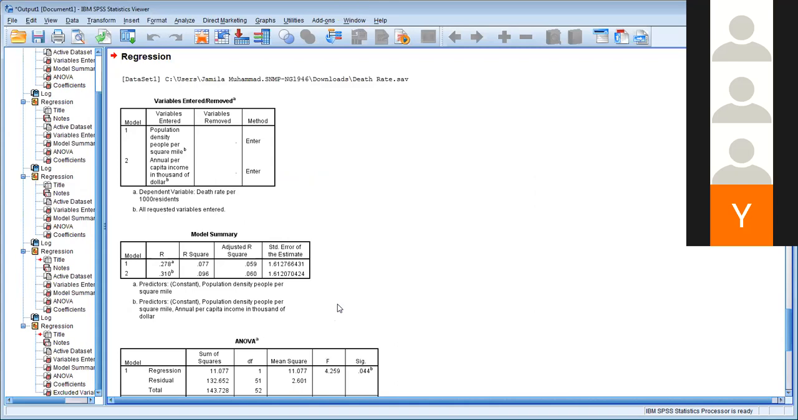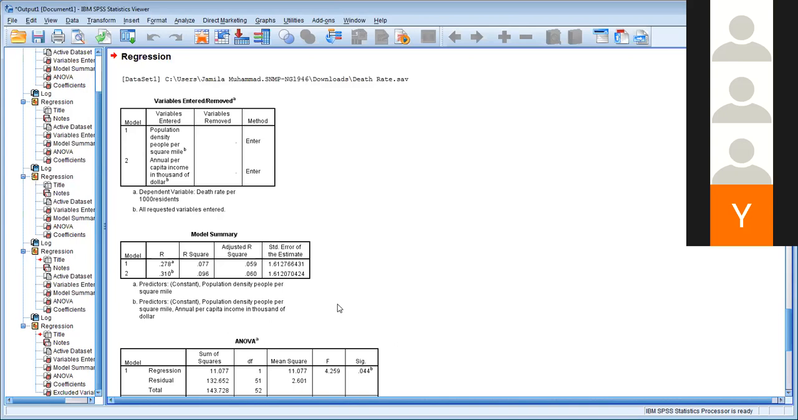The first one is for only the population density. The R square is 7.7. When you now add the other one, the R square increased to 9.6. So what it is telling you is that both of them account for 9.6% of the variation. Can you see?